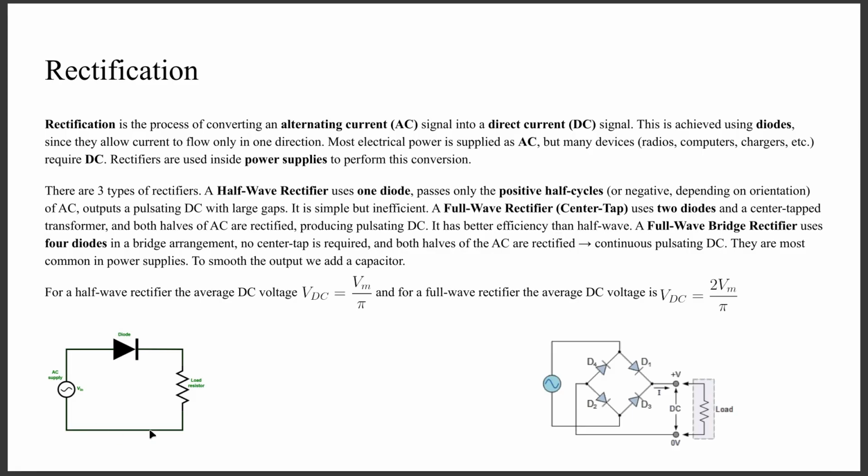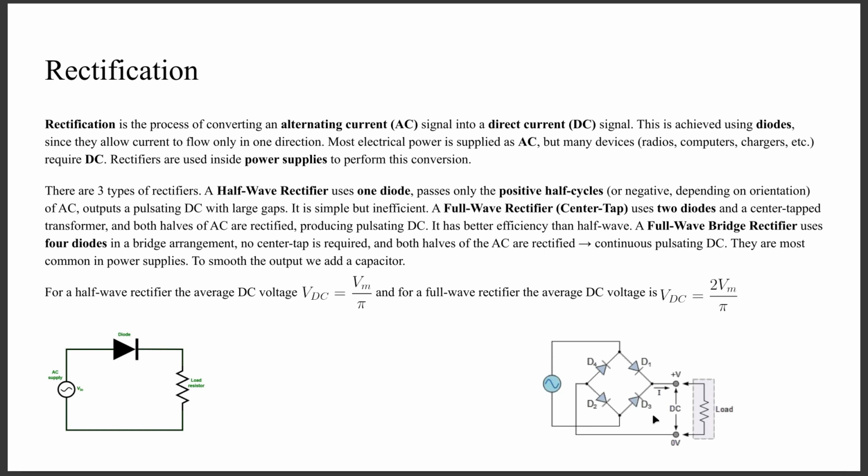A half-wave rectifier uses only one diode and passes only the positive half cycles of AC, outputting a pulsating DC with large gaps. It is simple but inefficient. A full-wave rectifier uses 2 diodes and a center tap transformer, and both halves of the AC are rectified, producing pulsating DC. It has better efficiency than the half-wave. A full-wave bridge rectifier uses 4 diodes in a bridge arrangement. No center tap is required, and both halves of the AC are rectified, thereby producing continuous pulsating DC. They are most common in power supplies.